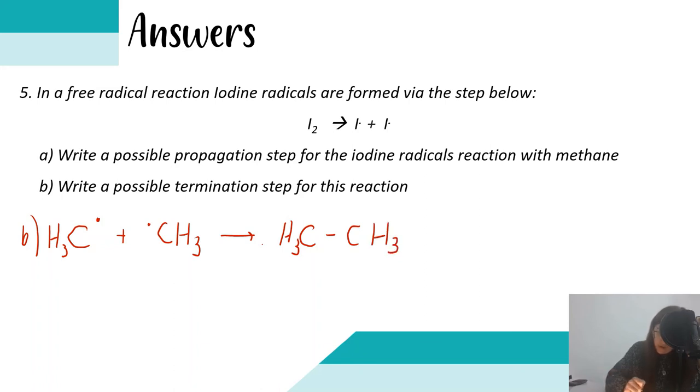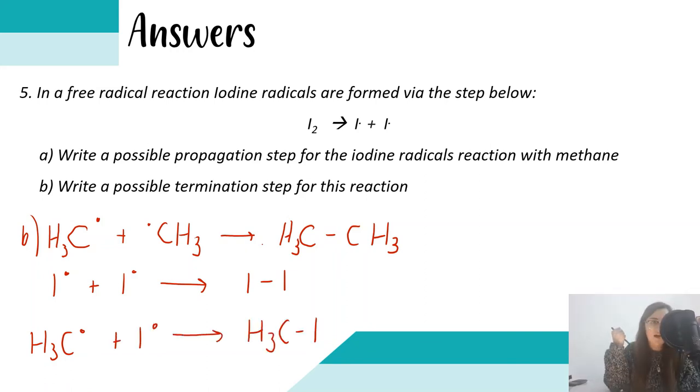We could also have our iodine reacting with another iodine radical to create a stable molecule of iodine, and our CH3 free radical reacting with an iodine free radical to create a stable molecule.